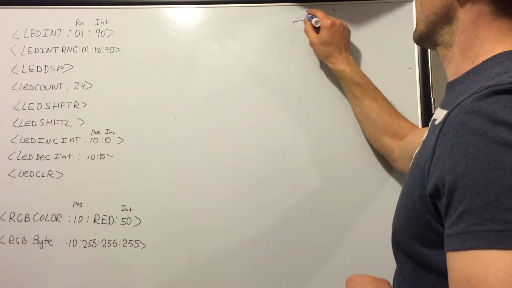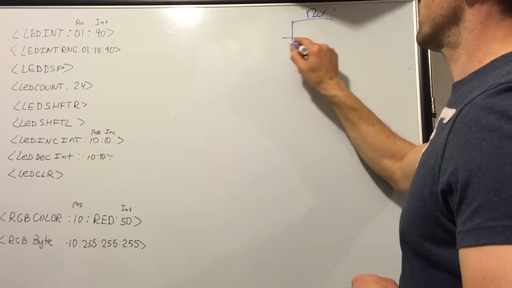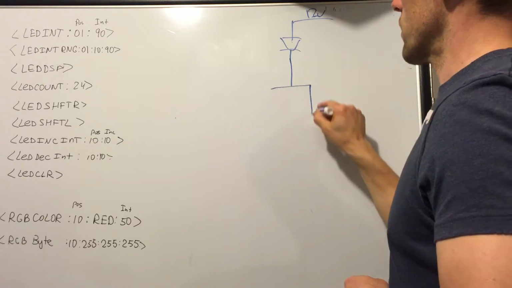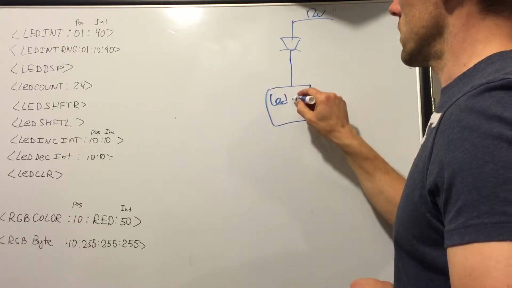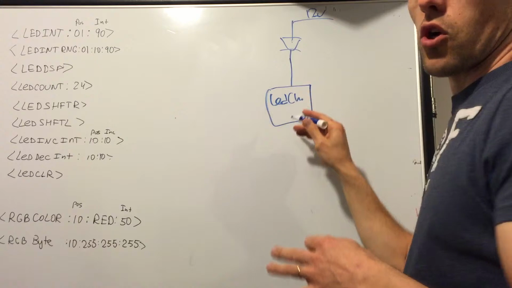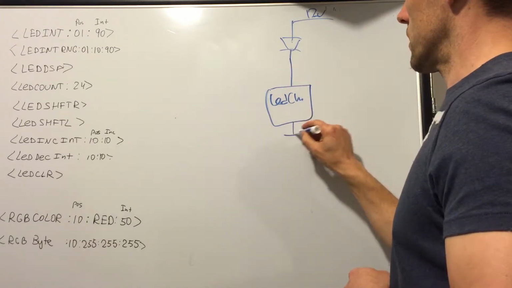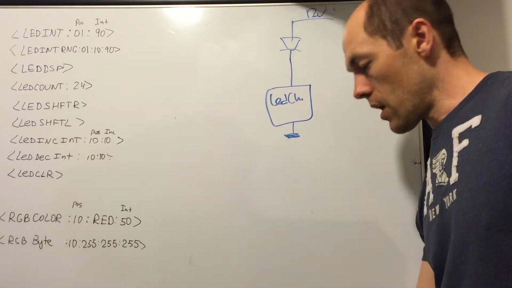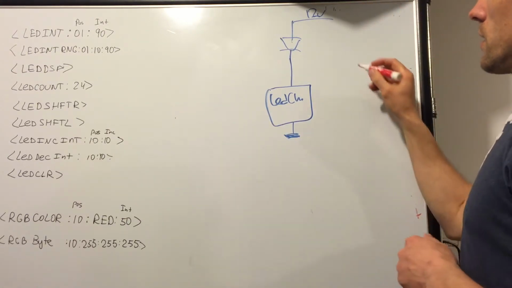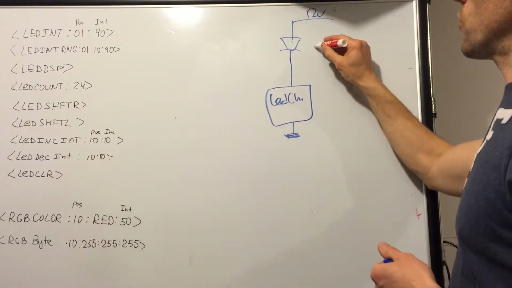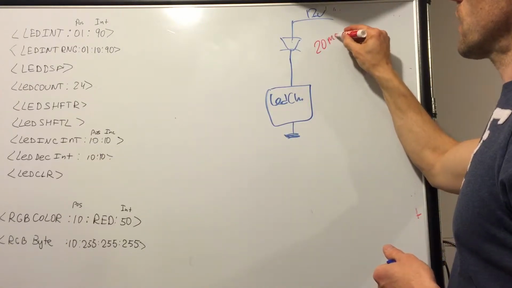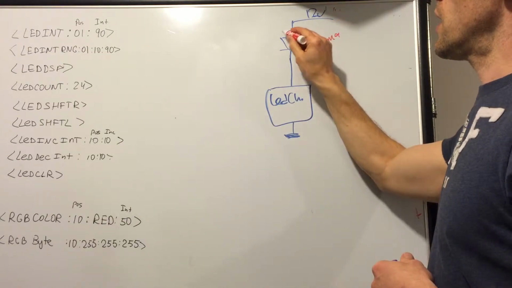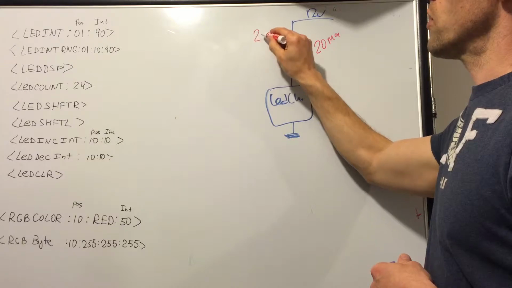So we have a 12 volt source, we have an LED, and then we have some circuits. So in our case, an LED chaser, and it controls the current going through this LED. So the maximum current through the LED that you're using is about 20 milliamps, and the forward voltage, that voltage drop here, is about 2.3 volts.